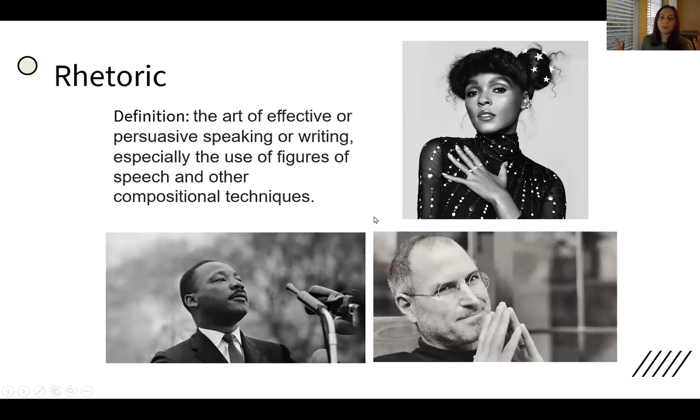In order to communicate effectively, in order to make these awesome compositions, we're first going to have to learn a little bit about rhetoric, which is a term that is going to be used in the entire class. So it's important that you know it. The technical definition is the art of effective or persuasive speaking or writing, especially the use of figures of speech and other compositional techniques. Alrighty, so essentially rhetoric, you're making an argument.